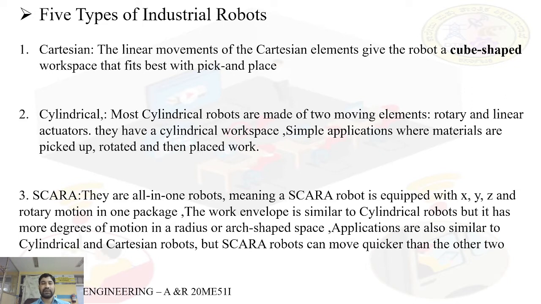So it is usually used to pick the component, and you can rotate it to 360 degrees. The simple application of the cylindrical robot includes picking up, rotating, and placing the work. Pick the component, rotate to 360 degrees or the required degree, and place that component.